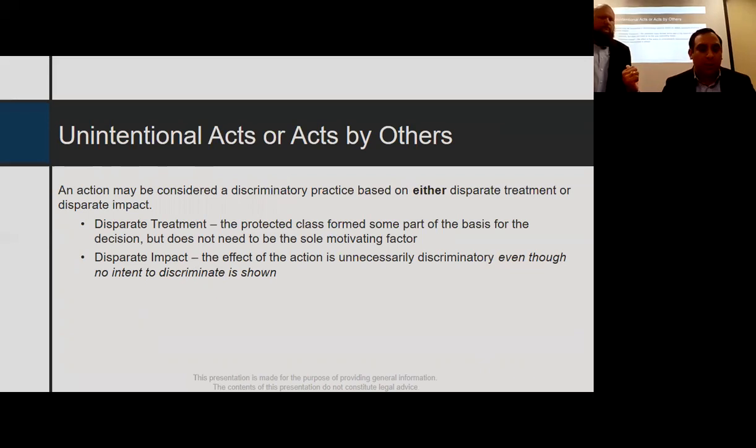Disparate treatment is basically treating someone differently because he or she is a member of a protected class. That one's pretty obvious. It's a landlord who refuses to rent to a family because the family is African-American, or refuses to rent to a family with children because he doesn't want to rent to children. You can't do that. Those are pretty obvious examples of discrimination, and those are considered disparate treatment.